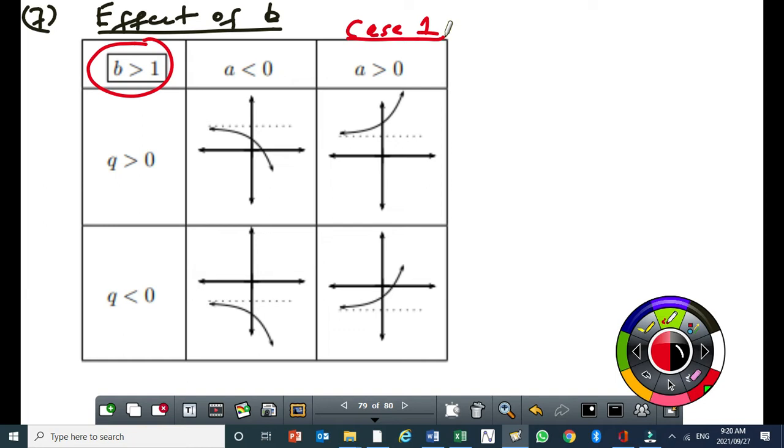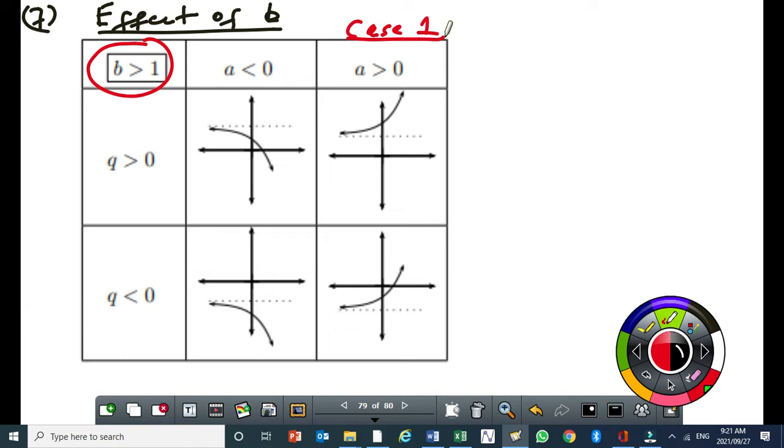If A is positive, and Q is positive, we call this an increasing function, and this was a decreasing function. Remember, I spoke about increasing and decreasing functions before. So if A is positive, then it's going to be an increasing function. If Q is positive, then you're going to have the curve being drawn above the horizontal asymptote.